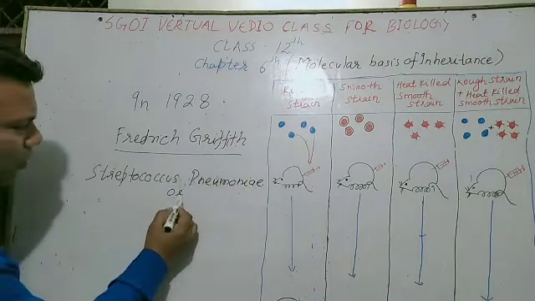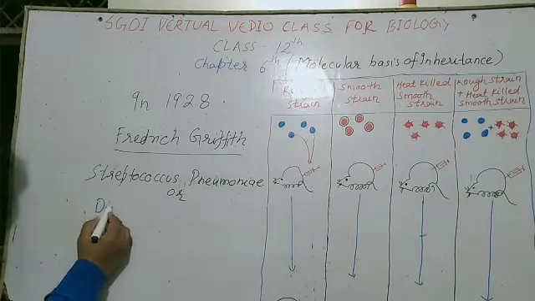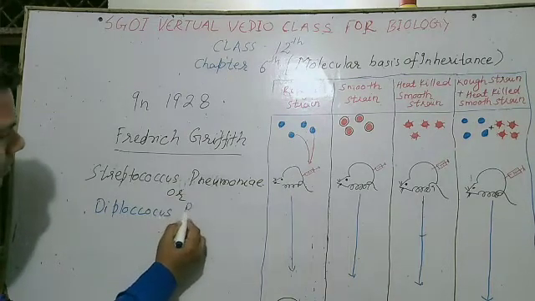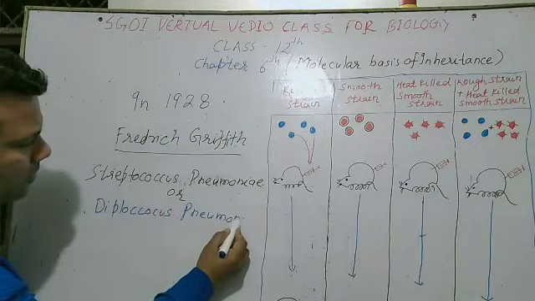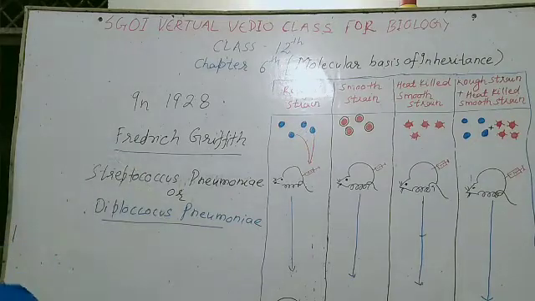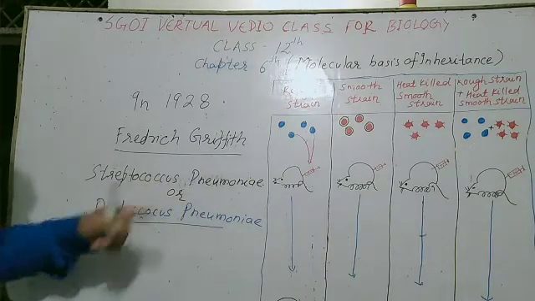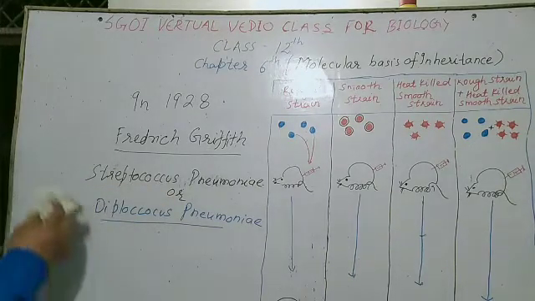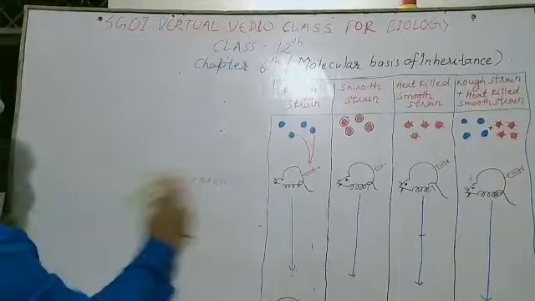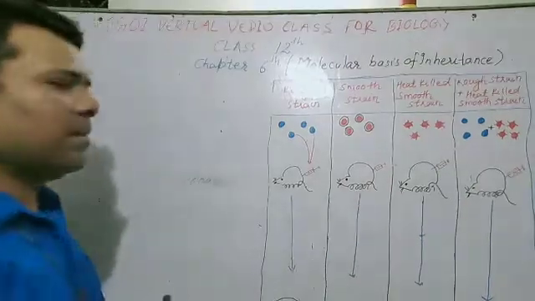Streptococcus pneumoniae, this bacteria is also called Diplococcus pneumoniae. Frederick Griffith performed his experiment on this bacteria in 1928. It is one of the experiments which prove that DNA is a genetic material.